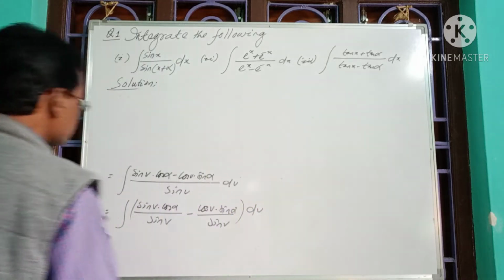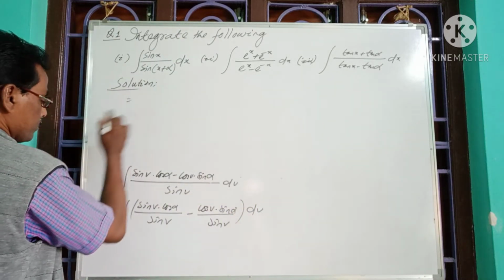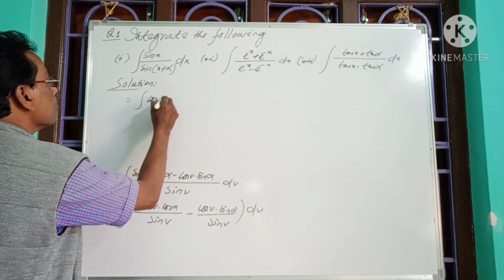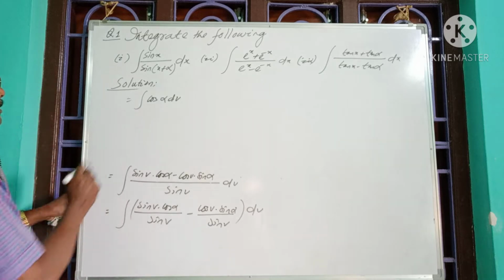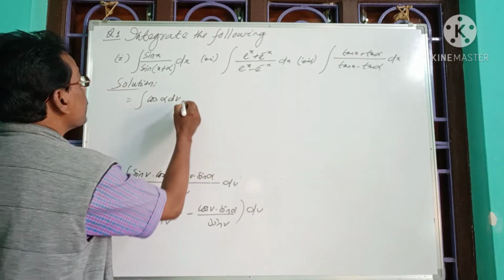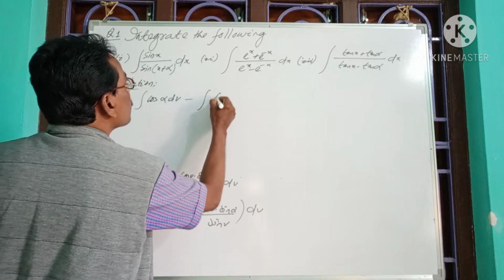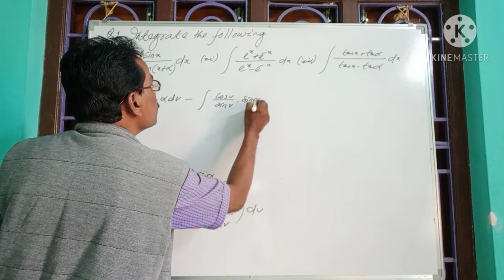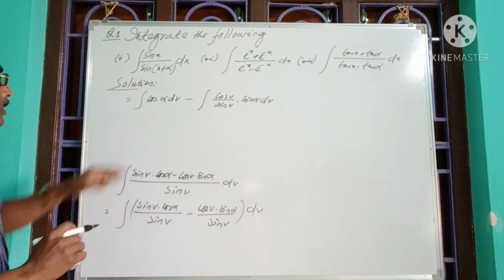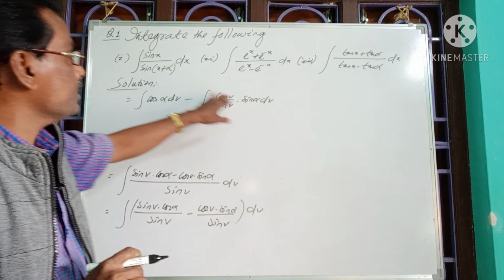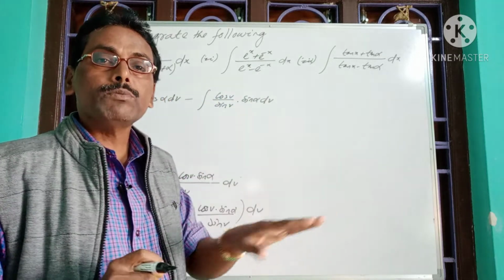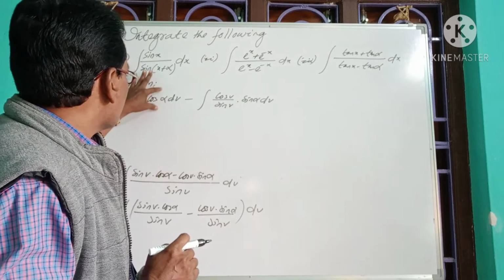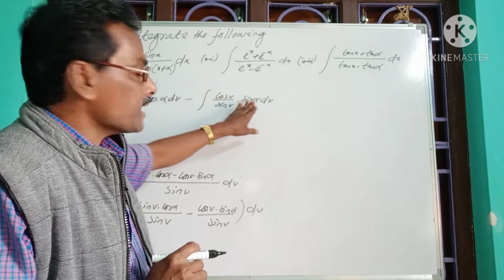Sin v is cancelled, so we have integration of cos alpha with respect to v minus integration of cos v by sin v into sin alpha with respect to v. So now see, here we have integration with respect to v, it means the variable of integration is v. So here the other factors will remain as constants, that is cos alpha will be a constant. Similarly sin alpha will be a constant.